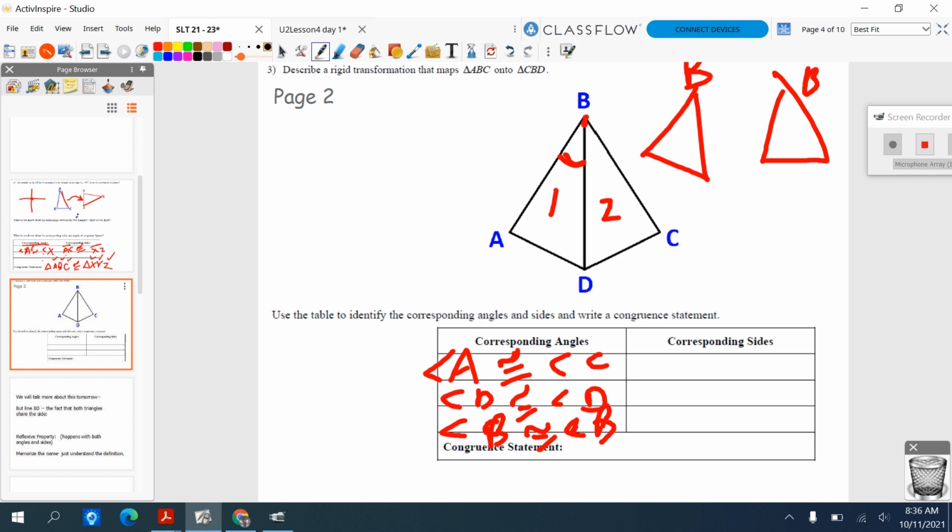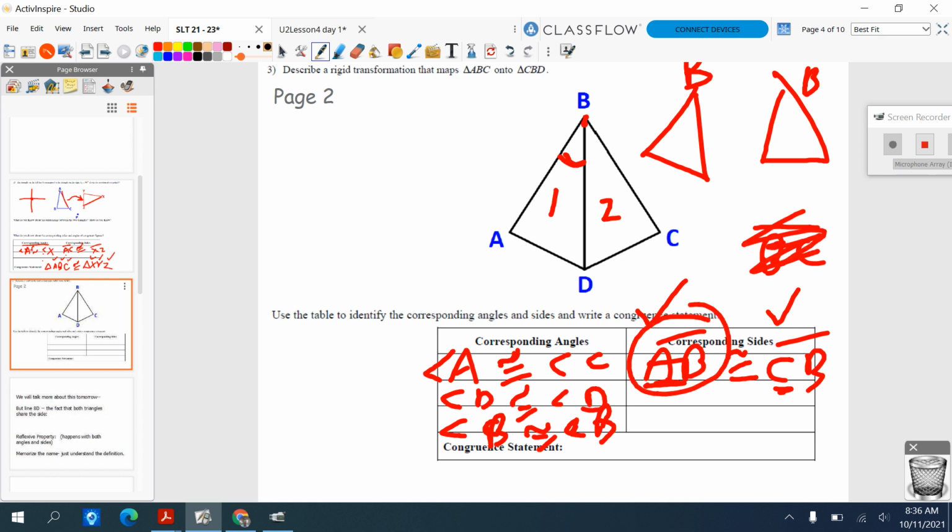Corresponding sides, you have AB is congruent to CB. Now, I want to make sure you pay attention to this. Note you could not write BC because angle A and angle C are the angles that match up. So as soon as I call one of the lines AB, I have to call the other one CB because angle C and angle A are the ones that match up. So it would be technically wrong, even though line BC is the same as CB, once you call the first one AB, you can't call the second one BC. You have to pay really close attention to what angles line up.